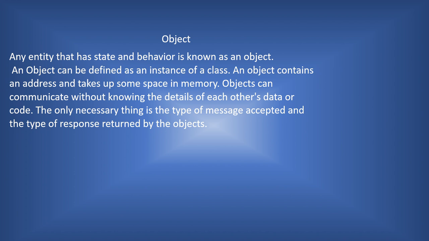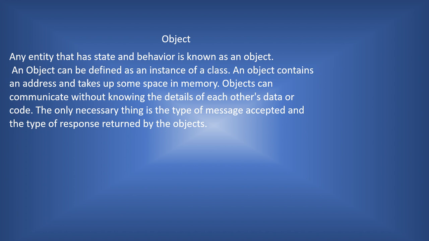Then comes object. Any entity that has a state and behavior is known as an object. That's why it's called an object-oriented programming language. We treat it as a real-world entity, so all objects have some state and behavior. An object can be defined as an instance of a class. That is, it contains an address and takes up some memory space.